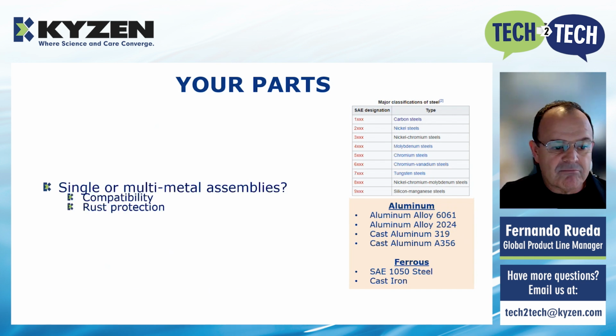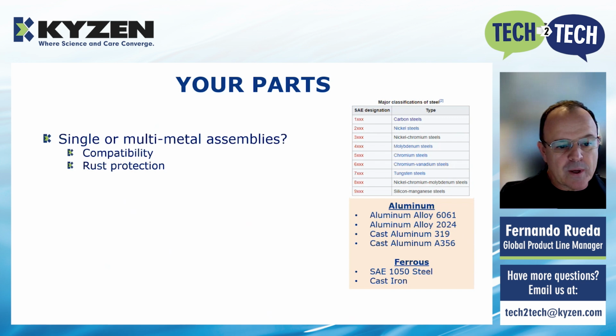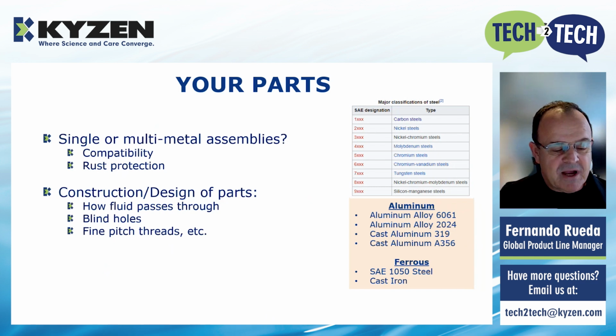In terms of the parts that we're cleaning, are we dealing with one type of metal or one type of alloy or multiple alloys? So we have to worry about, again, like I mentioned before, potential compatibility issues with the chemistry and the metal, and rust protection, whether it's in process or long term. There are cases, for example, in terms of compatibility, where the mechanical energy that the equipment applies could be damaging to certain metals. So we have to watch all that. And then the design of the parts, how they are built, orifices, blind holes, fine pitch threads, etc., can determine the difficulty level of the cleaning process.